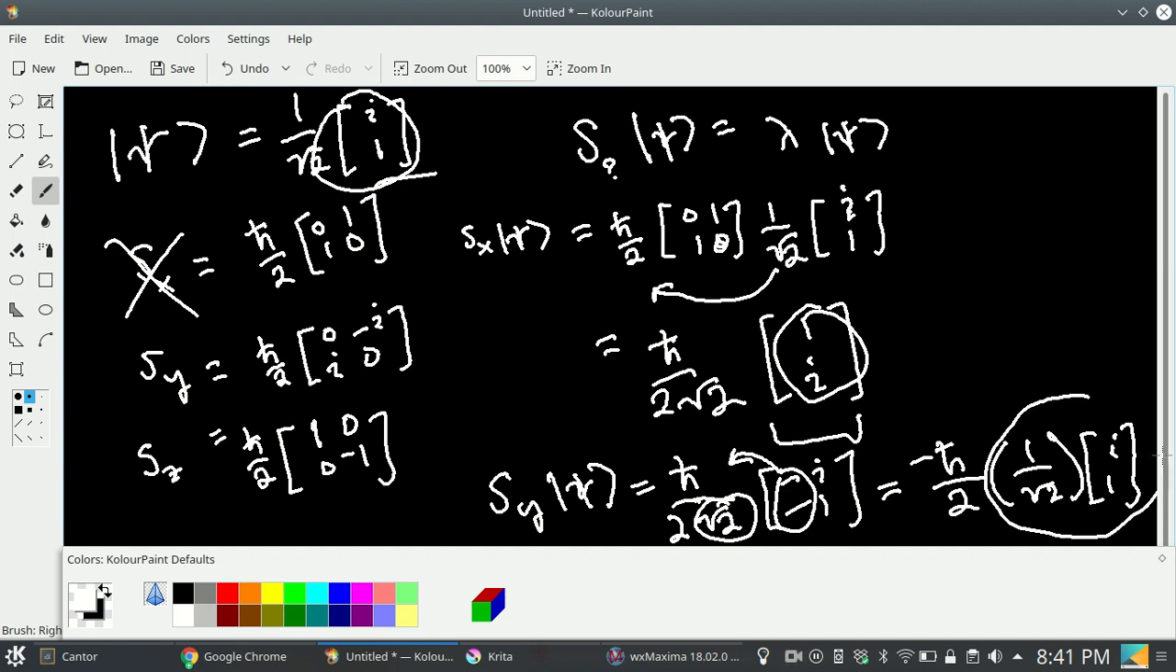So this guy is exactly psi, right? That's how I conclude that sy is the operator that we are looking for, and -h bar over 2 is its eigenvalue when operating on the psi. And I'm going to end this video right now.